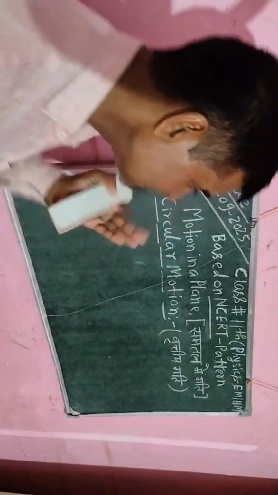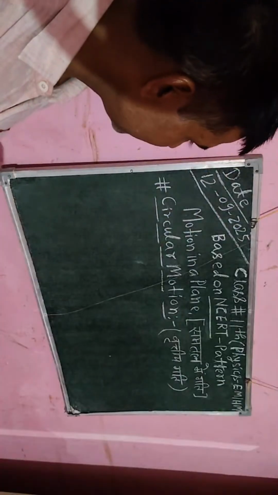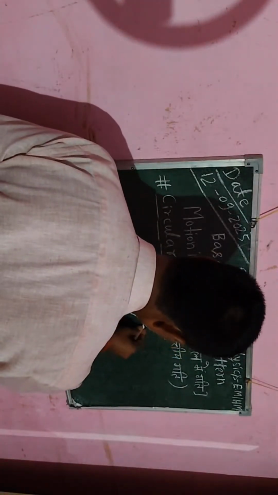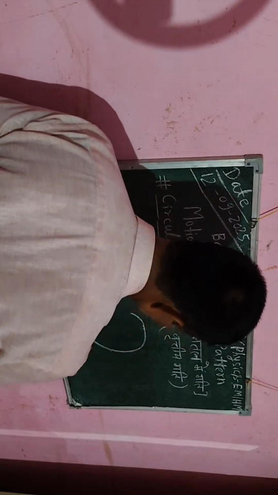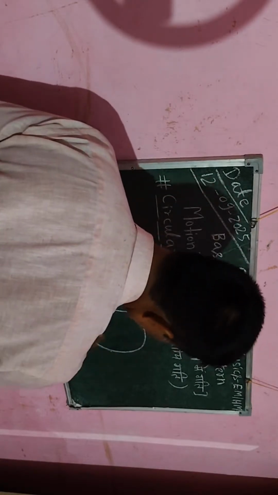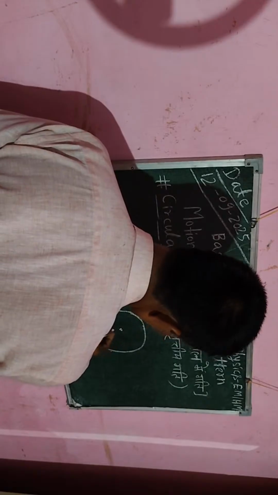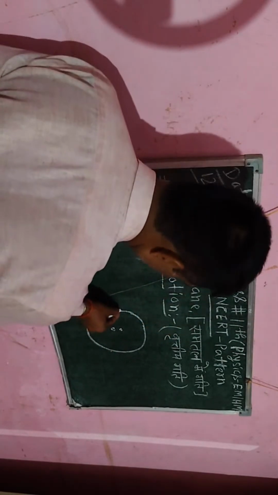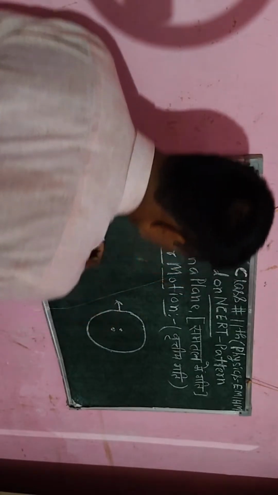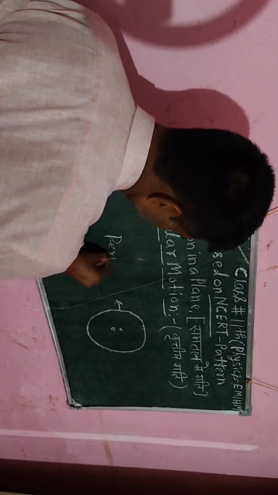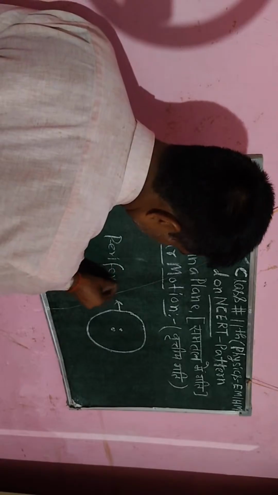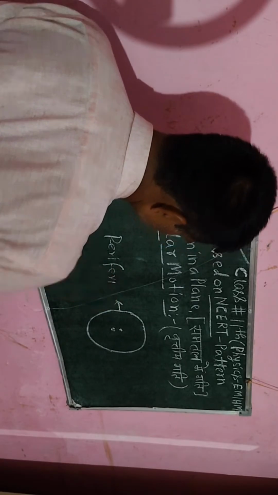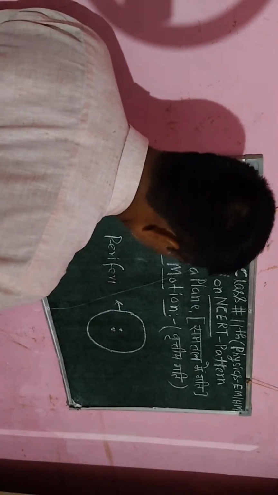Now what is the concept of circular motion? Already I have explained it. Here I am drawing a circle, and the center will be a fixed point. This is also called the periphery of the circle, or circumference of a circle.